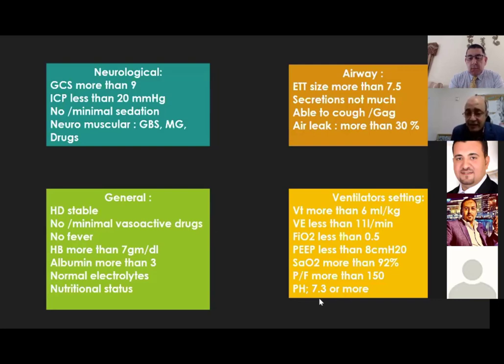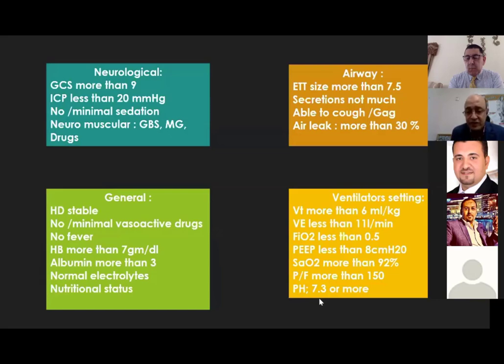Ventilatory parameters are very important to be taken into consideration. The spontaneous tidal volume in a spontaneous breathing trial has to be more than 6 ml per kg. Minute volume has to be around or less than 11 liters per minute, because the more you have patients breathing very fast, with small tidal volume, the minute volume might reach up to 15 or more. This means that they are very tachypneic, and they're likely to fail.